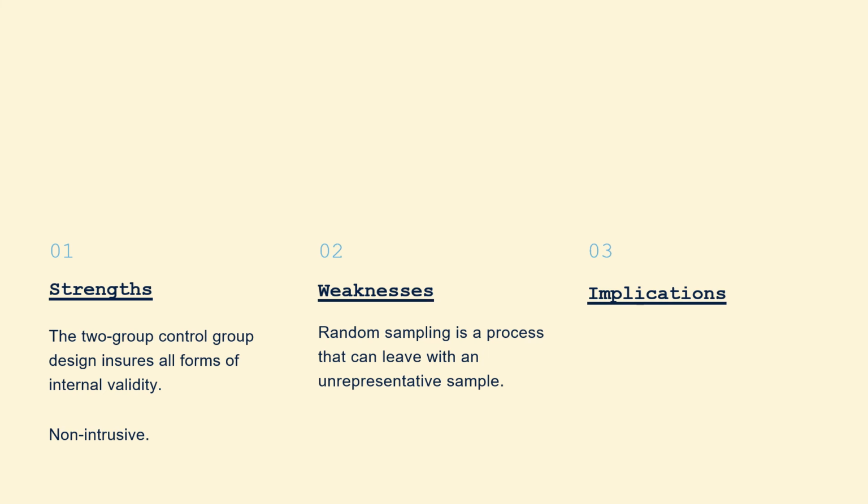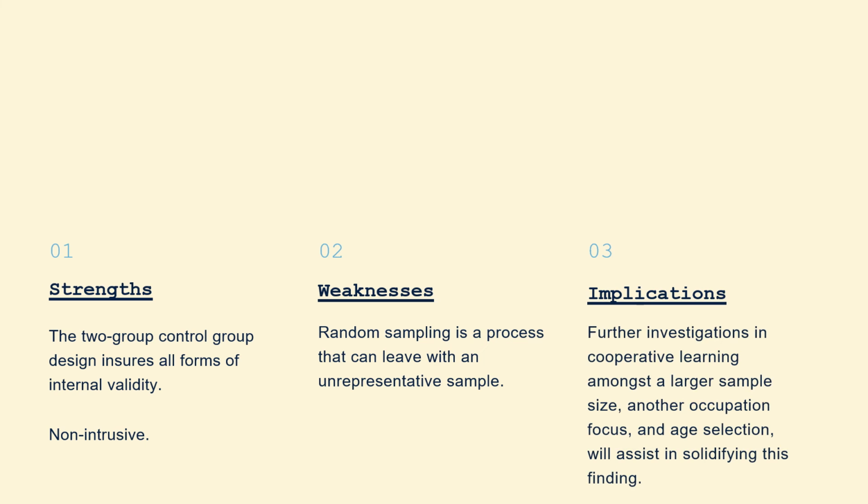Problem-solving strategies have been investigated since the 1970s, and it is encouraging to know that within this study, cooperative learning is the more effective learning strategy that best motivates and encourages physics students to perform and participate to a suitable level that is desired. However, further investigations in cooperative learning amongst a larger sample size, another occupational focus, and another age group selection will assist in solidifying this finding.